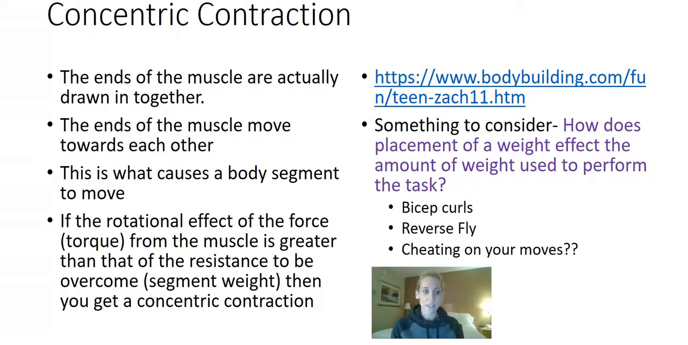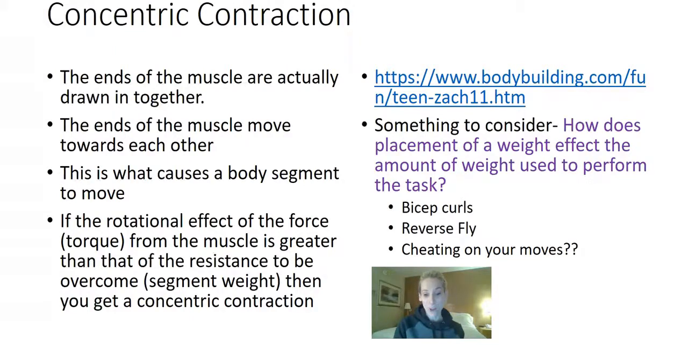It causes a body segment to move, and the rotational effect of the force from the muscle is greater than the resistance. So basically, the force of your bicep is greater than the resistance of the dumbbell that you're holding, and therefore your arm, even with the added load of the dumbbell, your forearm can still travel up towards your bicep. Awesome. Now, what's cool about this is that, again, we see the word torque popping up, right?